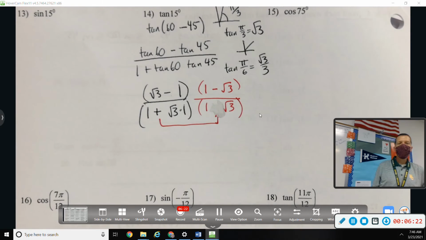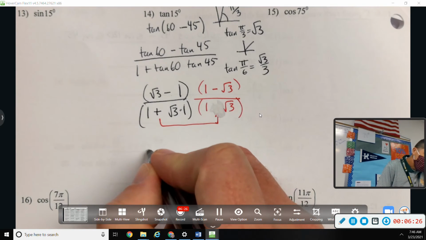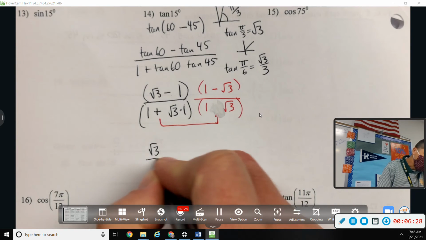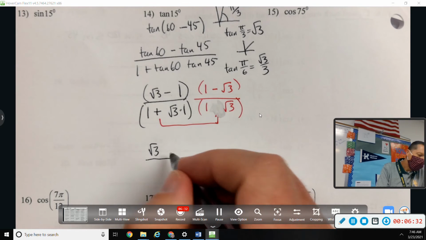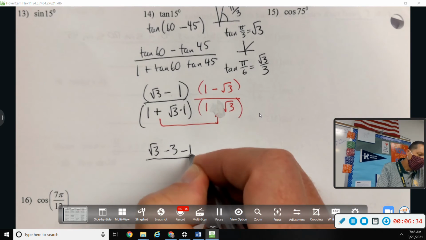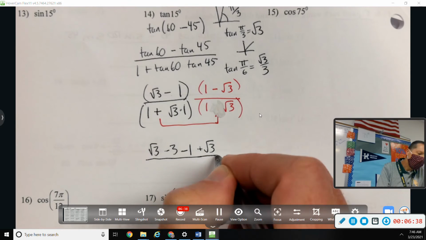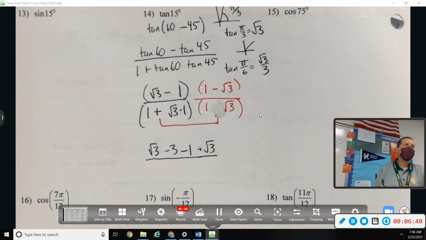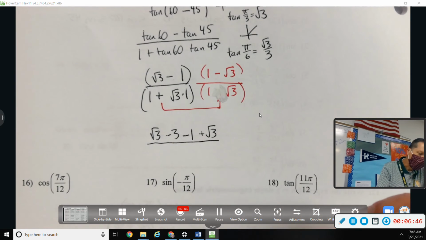And now we have 2 FOIL problems to worry about. So I'm going to FOIL the top and then FOIL the bottom and see what happens. So first, outside, inside, and last. Again, we start to do this quicker and quicker. We assume you know how to FOIL. We assume you can multiply square root of 3 times square root of 3 and do all that stuff relatively quickly.